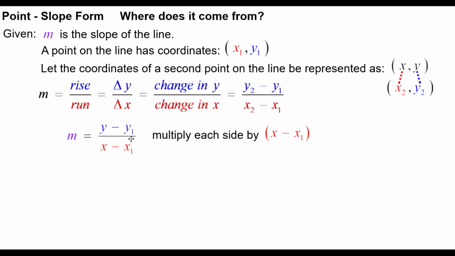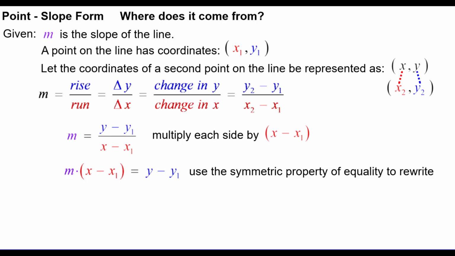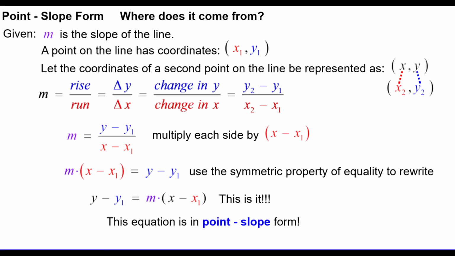We're going to multiply each side by the denominator so that we can clear out the fractions. So we're going to multiply each side by the quantity x minus x sub 1. When we do that, the left side becomes this. On the right side, the numerator and denominator make a 1, so we're left with y minus y sub 1. I'm just going to switch sides using the symmetric property to rewrite it. And we'll get y minus y sub 1 equals m times the quantity x minus x sub 1. And this is it. This equation is in what we call point-slope form, where m is the slope, and x sub 1 comma y sub 1 is the point that the line goes through.